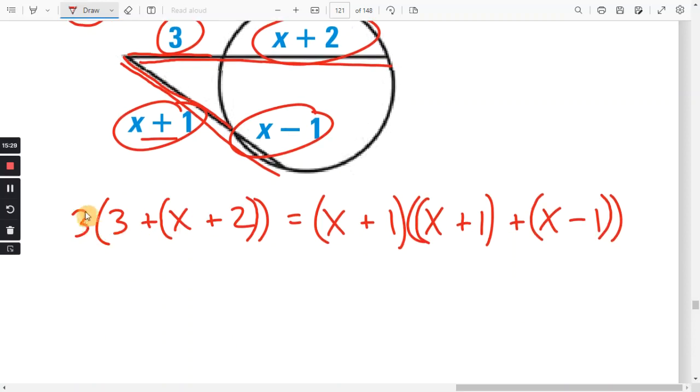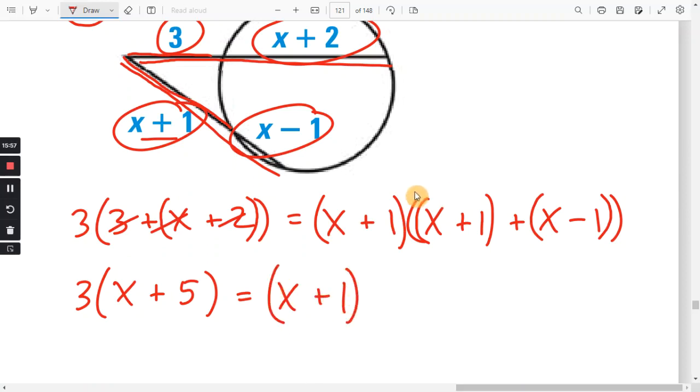Now, before you distribute, combine the like terms. This is going to be 3, and inside these parentheses we have a positive x, and 3 plus 2 is going to give us positive 5. So combine before you distribute. And over here we have x plus 1. If it helps you, I'll do the brackets around this. In fact, that's how I should have done it to begin with. It was x plus 1 times this whole thing.